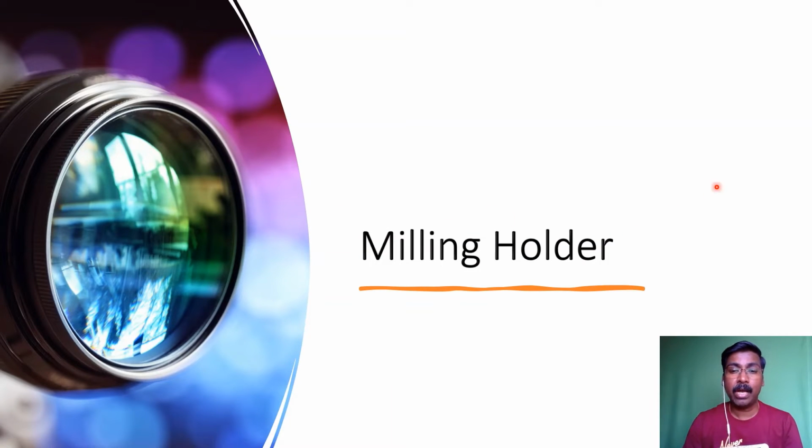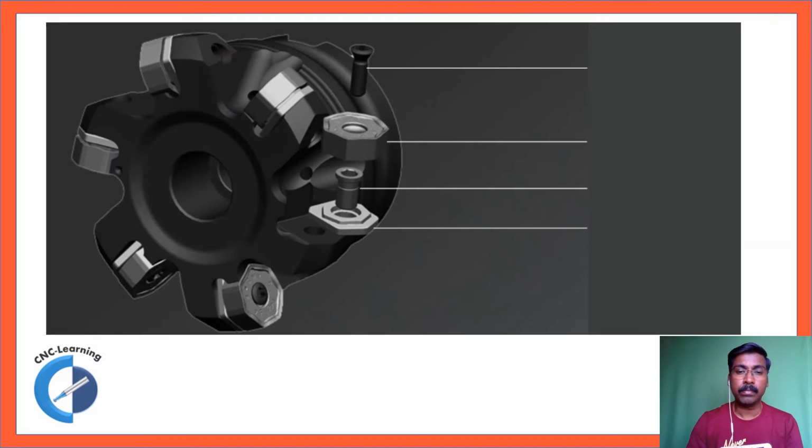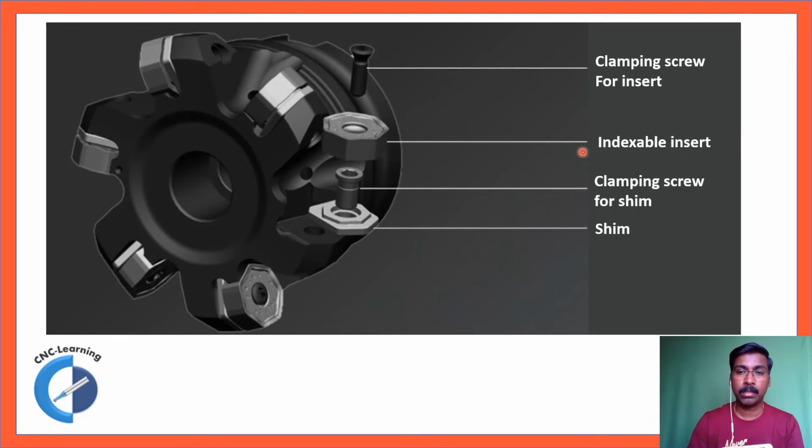Then let's see a milling holder. This is the shim. Then comes the clamping screw for the shim. Then comes the indexable insert. And then the clamping screw for the insert.